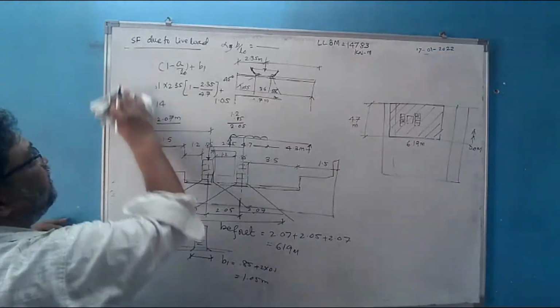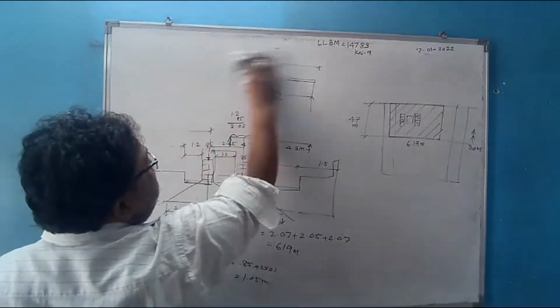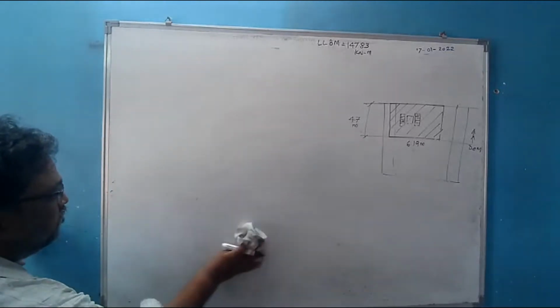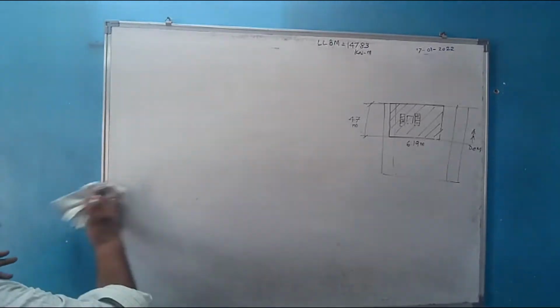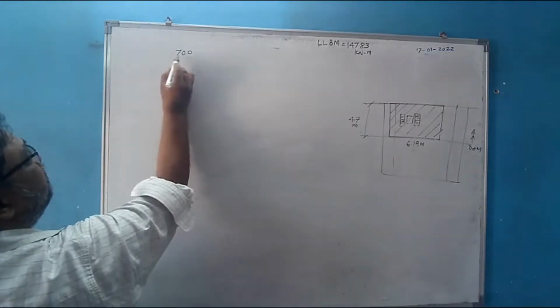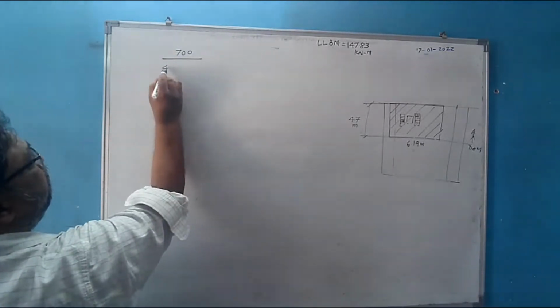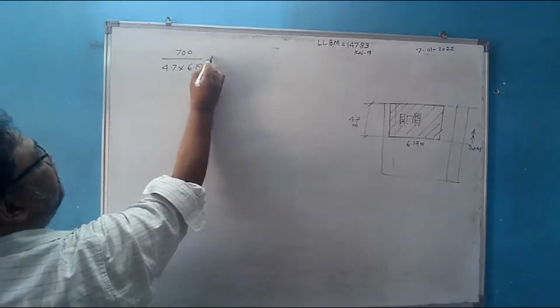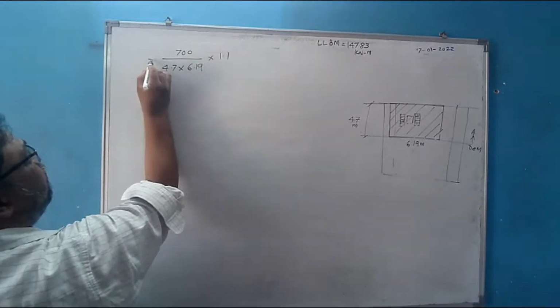How much will be the intensity of this load? The intensity of load will be 700 divided by 4.7 multiplied by 6.19, multiplied by the impact factor, which is the same 10%.